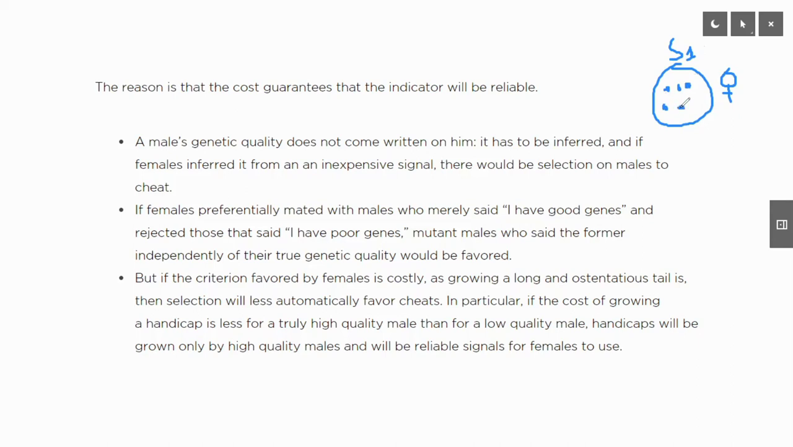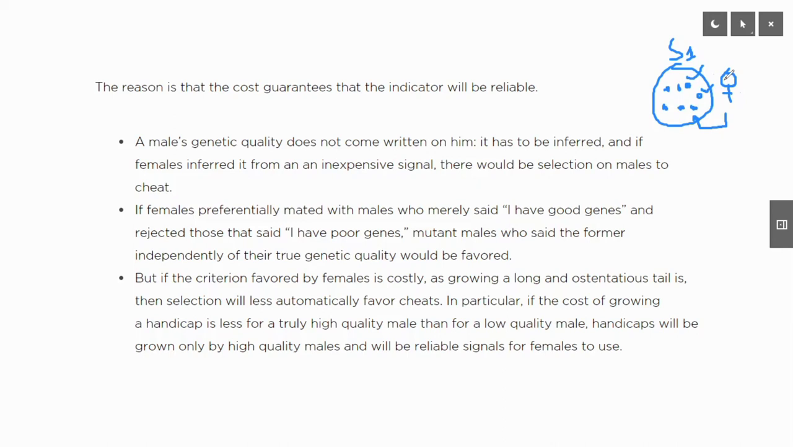all the individuals have some economical or less costly phenotype. And this less costly phenotype is not reliable from the mate choice perspective of the female. Why? Because every male can cheat. Every male can just adopt such less expensive phenotype. So a female can mate with any one of these, though some of the individuals within this population have good genes and others have bad genes.